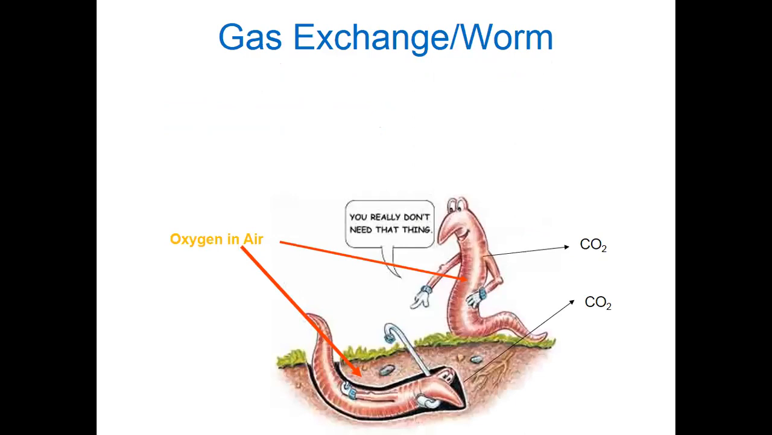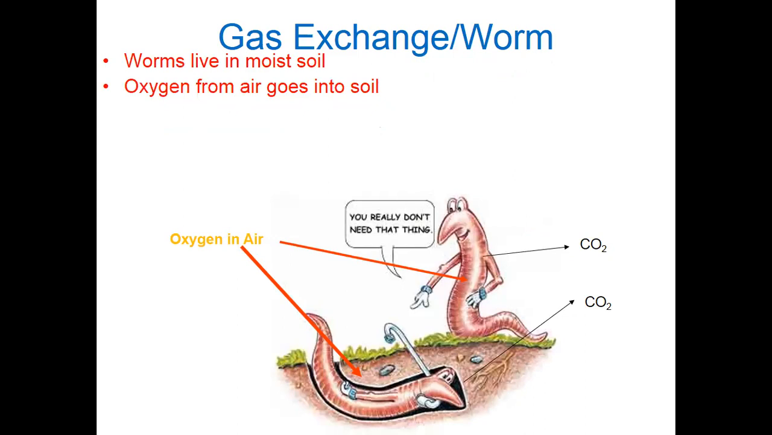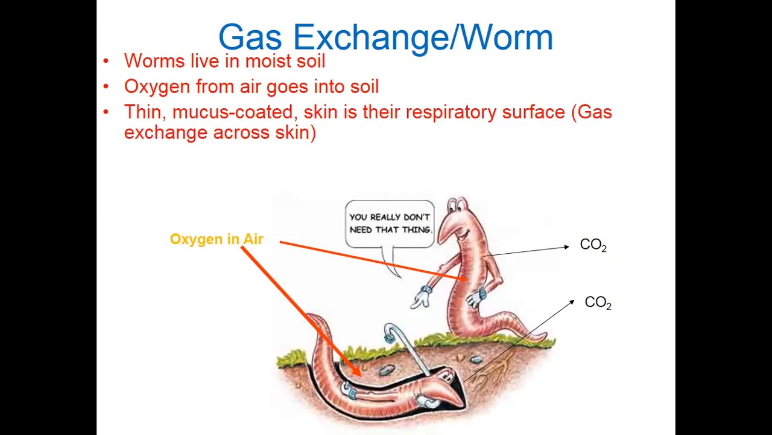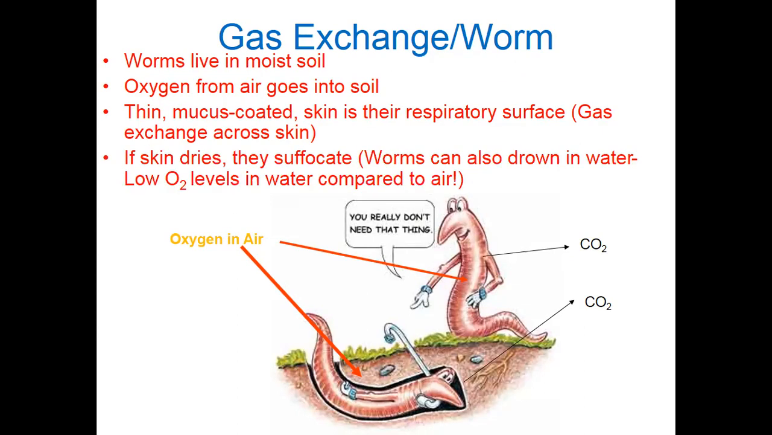In case of worm, look at the worm, which is moist. Worms live in moist soil. Oxygen from air goes into soil. Thin mucus-coated skin is their respiratory surface. Gas exchange across the skin. If skin dries, they suffocate. Worms can also draw in water, but there are low O2 levels in water compared to air.